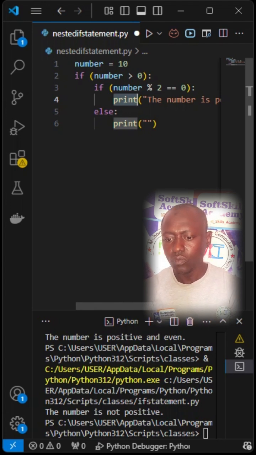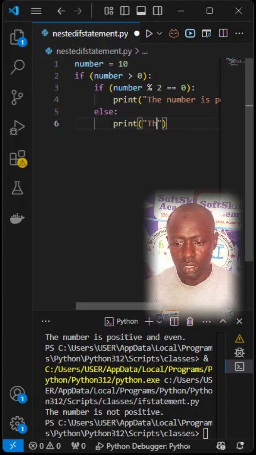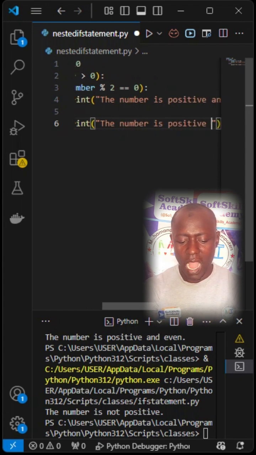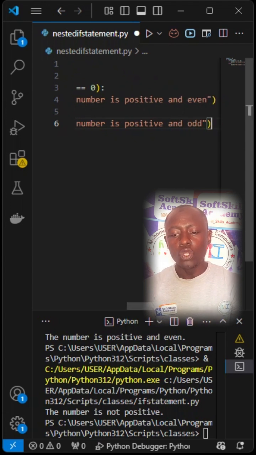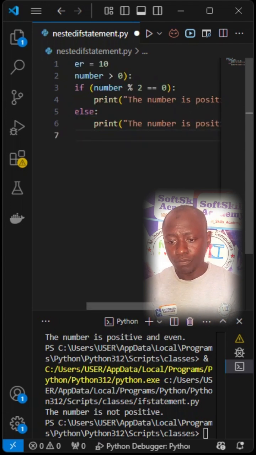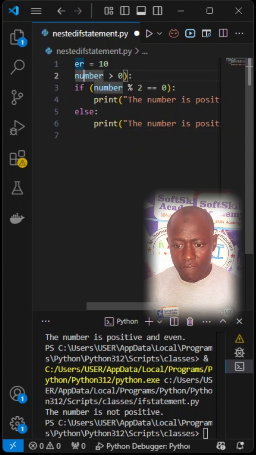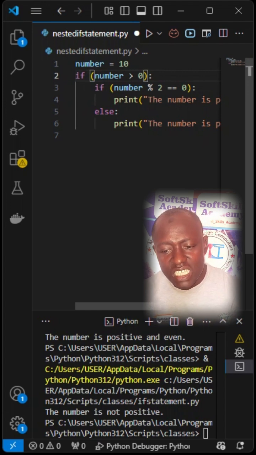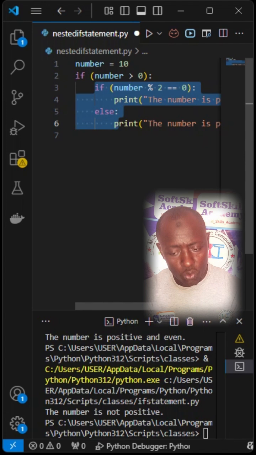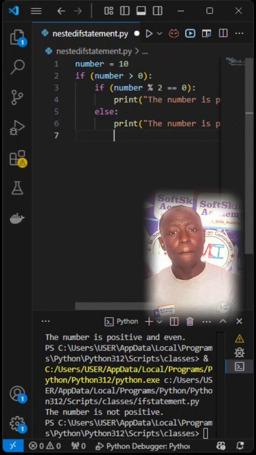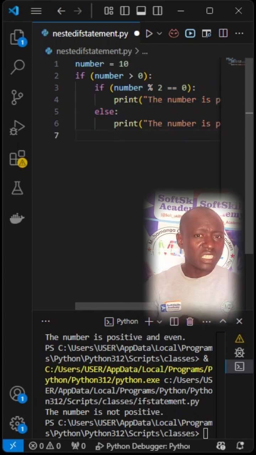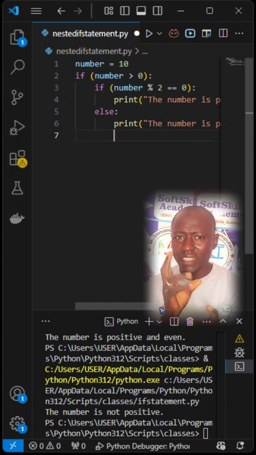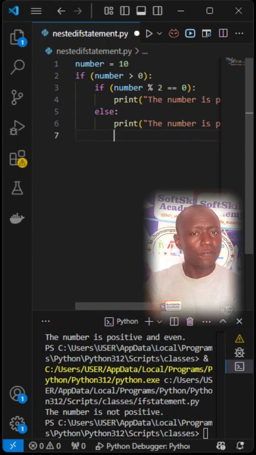Are you together? So the number is positive and odd. Are you together? So if, at this point, this first condition, that this number is not greater than 0, then all you need to consider is this if statement. If this is wrong, the only thing you go about using is the if statement this time around, not the if else statement. Are we together? Just get the logic. We are dealing with nested if, that is, if within if.